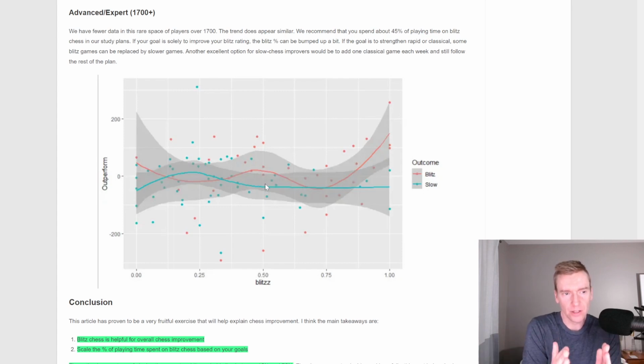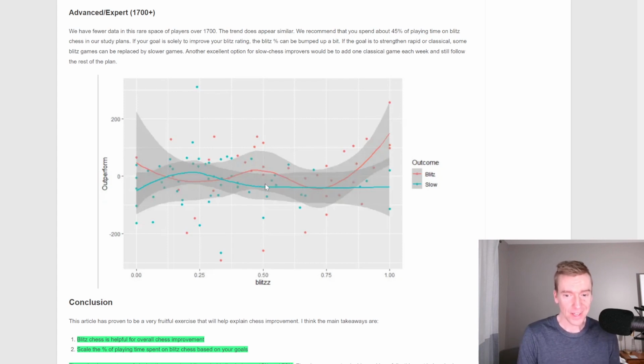But if you're in the middle, always try to train a little bit faster and a little bit slower in addition to training at the time control that you want to improve at. So keep that in mind. There's a lot of flexibility here. All right, let's conclude this article.